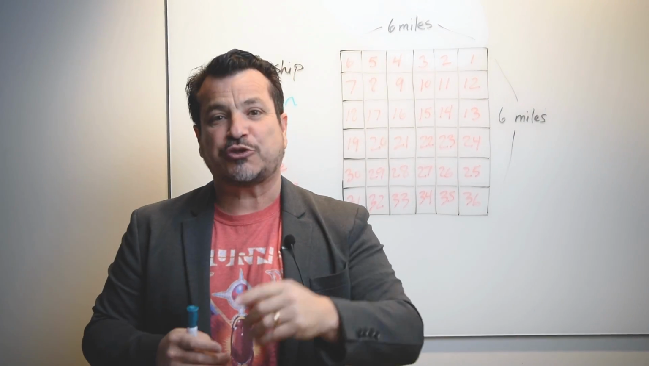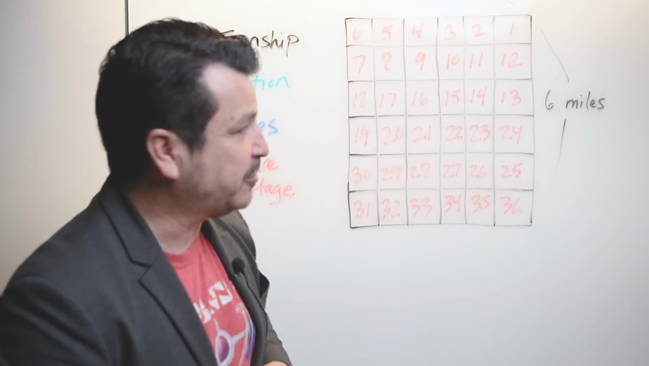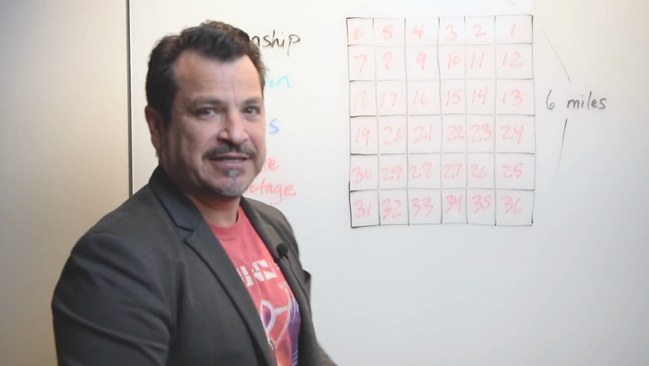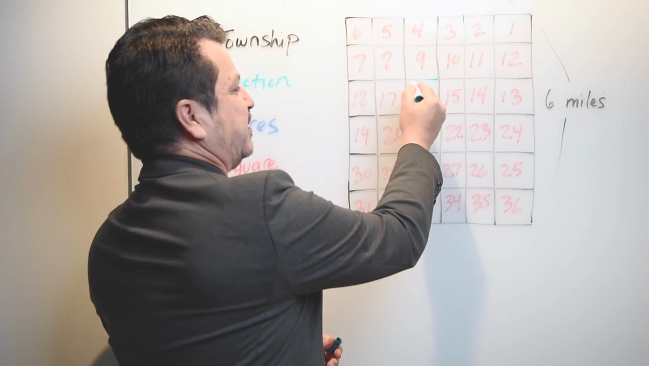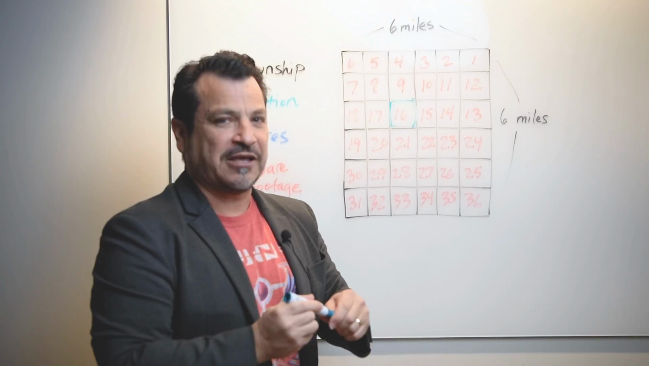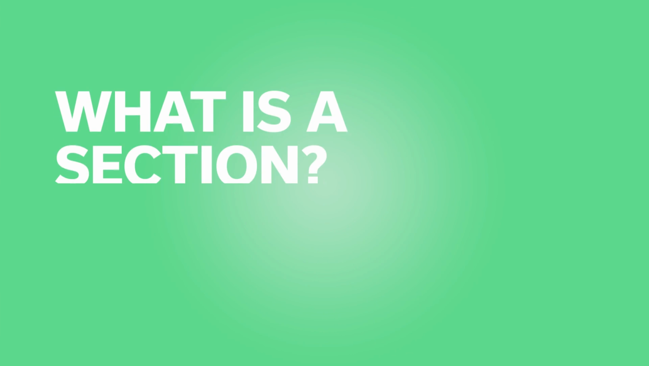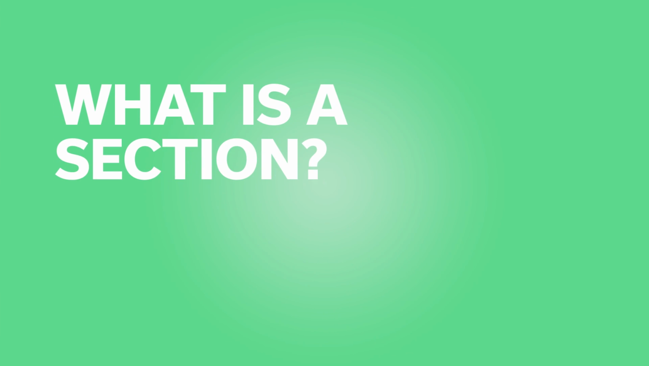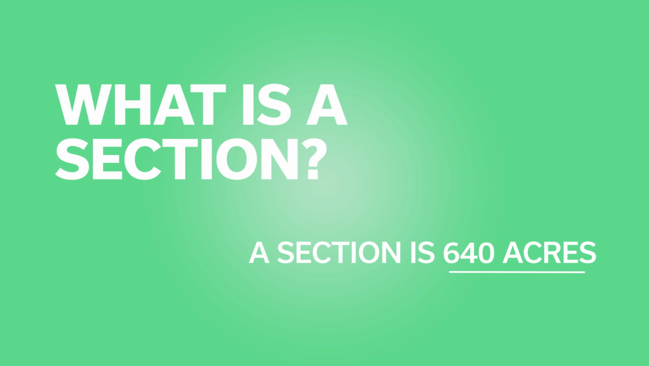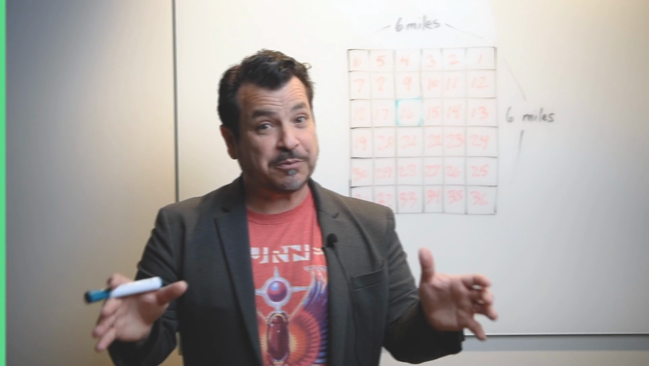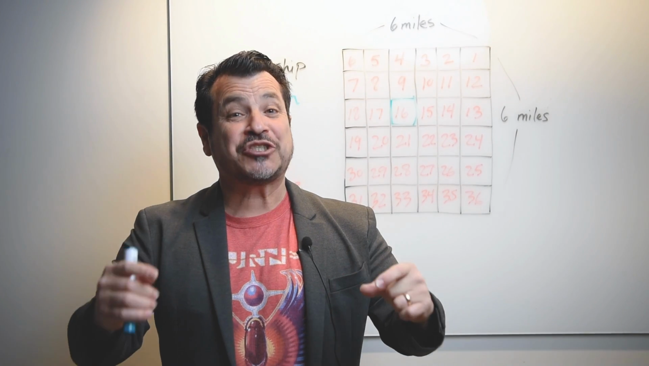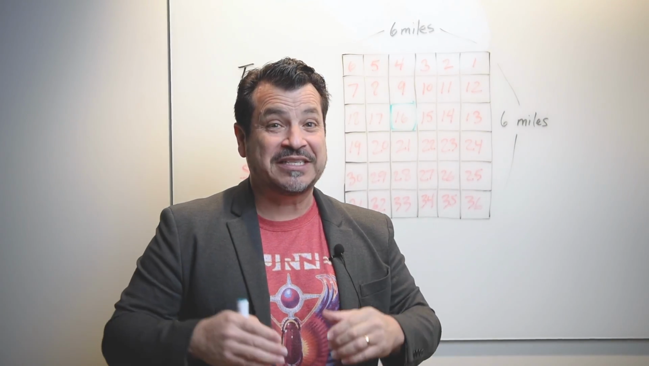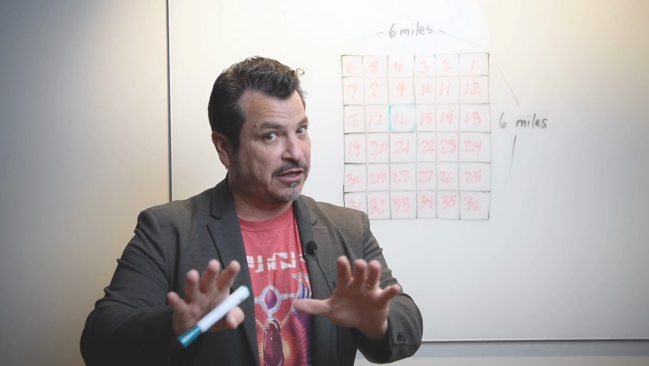So hey, let's go straight to sections. Let's pick one of these sections here. I don't know, let's pick section 16. 16, here we go. Now this section consists of measurement also. Each section consists of 640 acres. A township doesn't consist of 640 acres. A township consists of what? Yeah, 36 sections. Each section consists of 640 acres. Got it? Nice and simple.